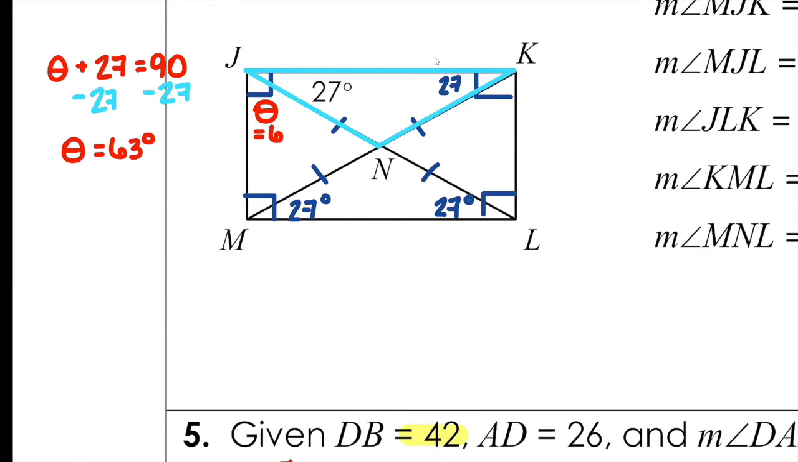All I did was subtract it. 90 minus 27. So what other angles are 63? All of the other ones that are outside.